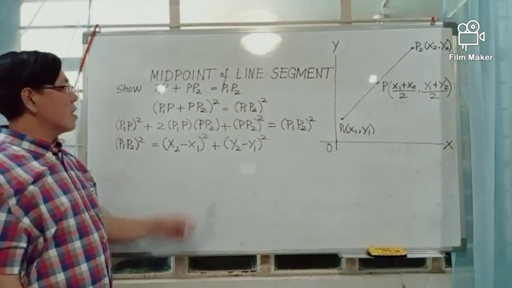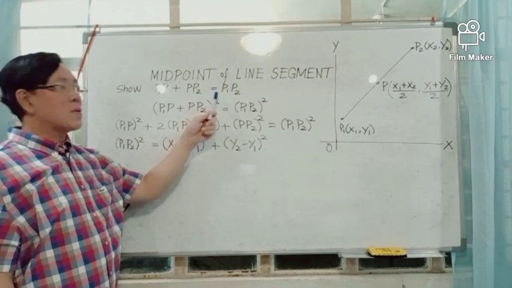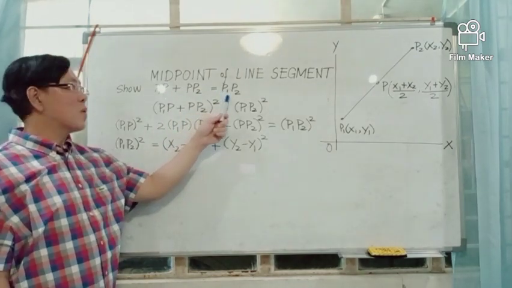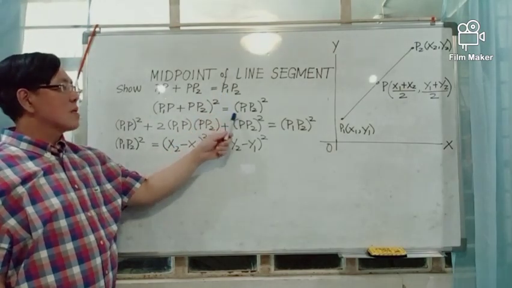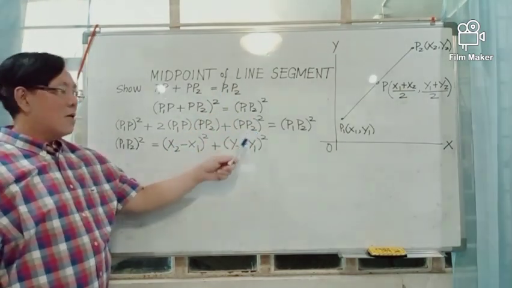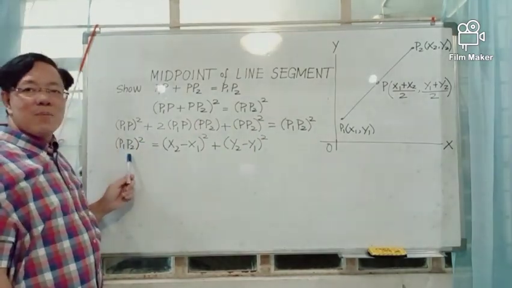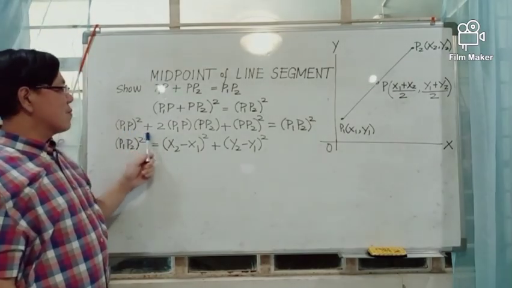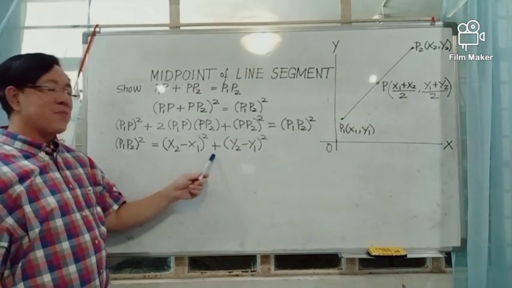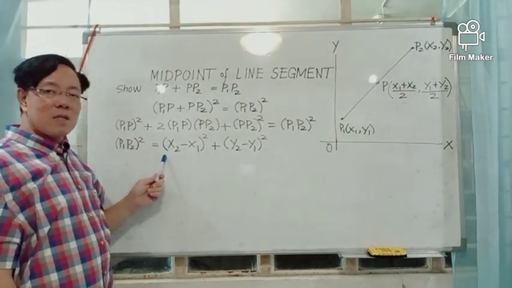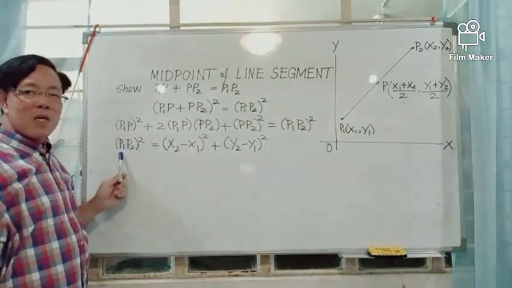this sum, or the square of the distance between P1 and P2. That is, we will show that the value of this sum is equal to the value of the distance between P1 and P2. And we have started out from the right-hand side, and we get this value of the square of the distance between P1 and P2. Now we will find the value of the left-hand side, and we will show that after we simplify it, we will get this value of the square of the distance between P1 and P2.